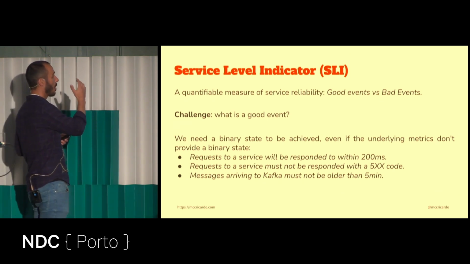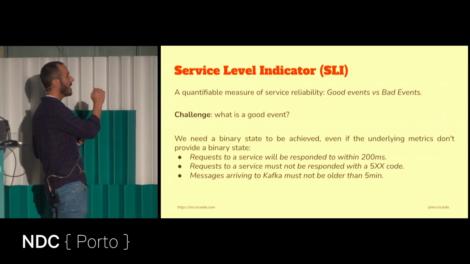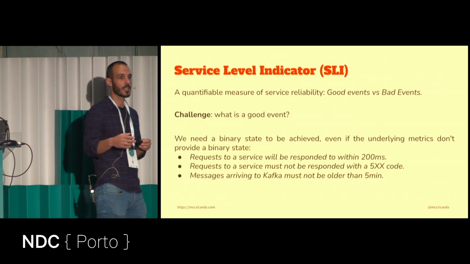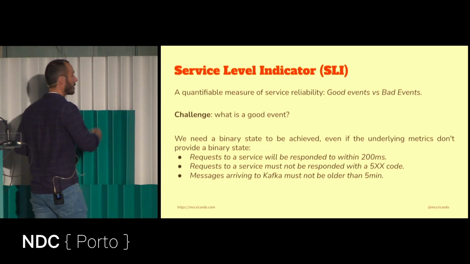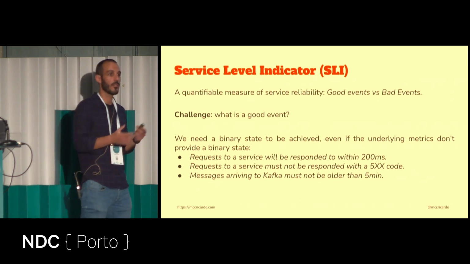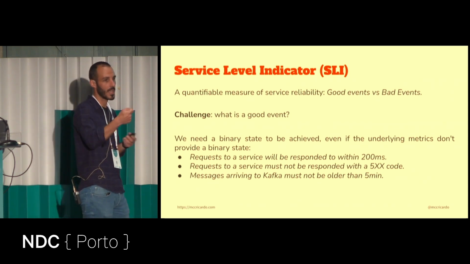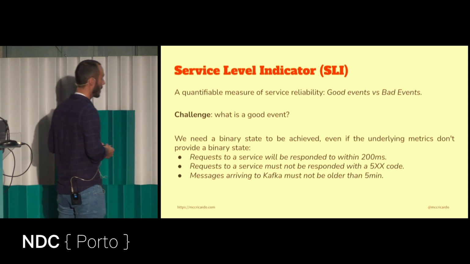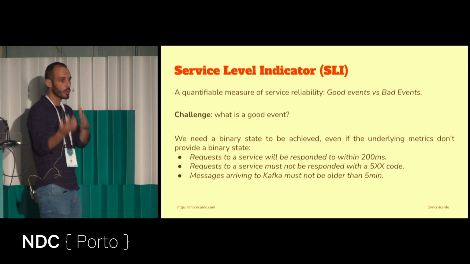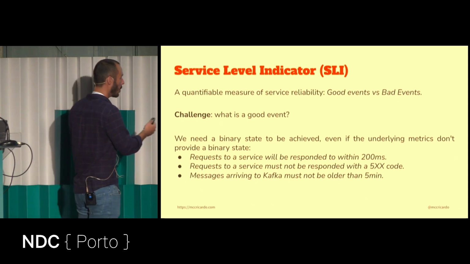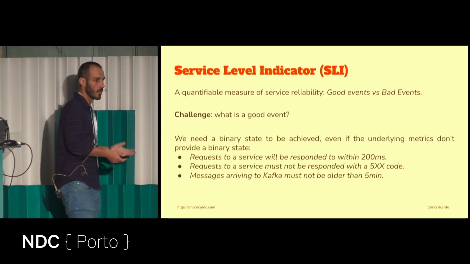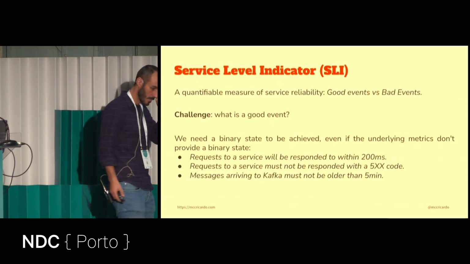We say that requests to a service need to be responded to within 200 milliseconds. If they're not, it's considered a bad measurement. Same thing, requests to a service must not be responded to with a 500 code. If it is responded to with a 500 code, we consider that specific measurement to not be good. And same thing, if we have messages arriving at a Kafka cluster that are older than 5 minutes, we can say that this message is not valid anymore. So it's a bad message.